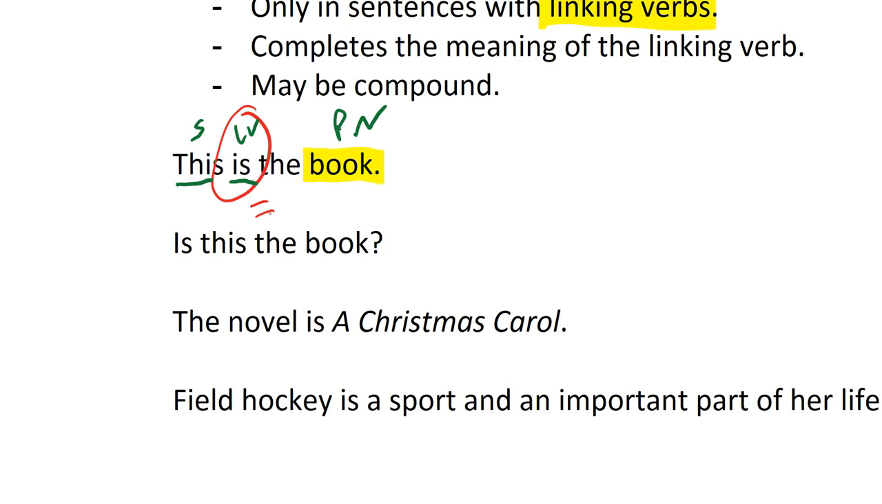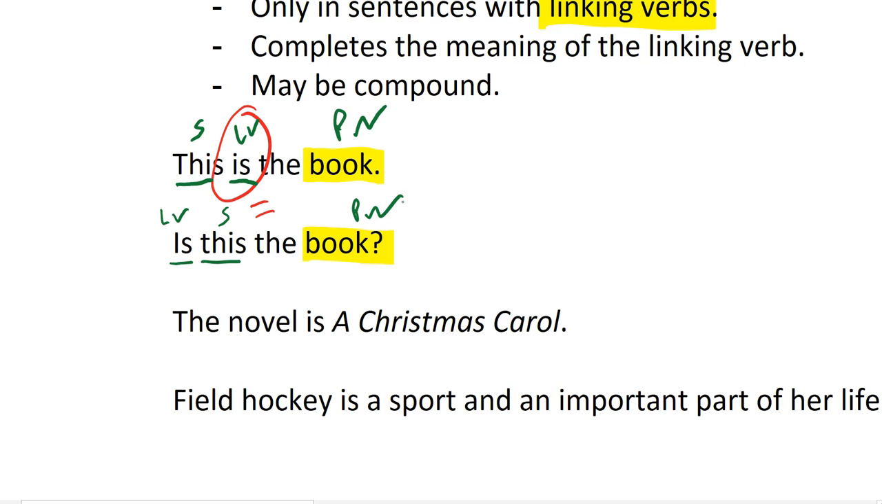This equals book. Now, it might be in the form of a question, in which case you just want to reverse things back to a statement. Is this the book? Again, this is your subject, is your linking verb, and book remains your predicate nominative.